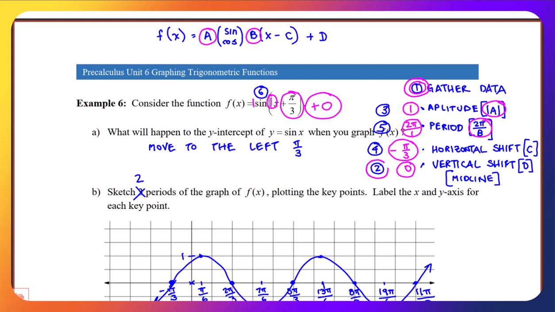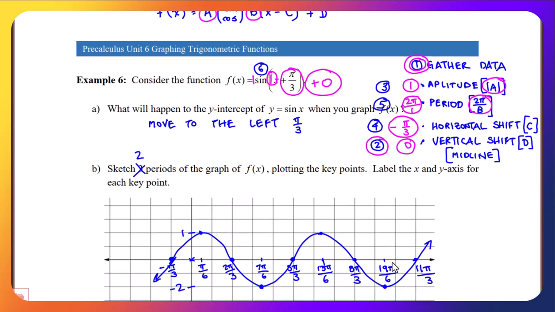Step 2, let's do the easy part first. Let's do the vertical shift, which there isn't one. So the middle of our graph stays at 0. And then the third thing I would do is the amplitude. It goes up 1 and down 1, up 1, and down 1.